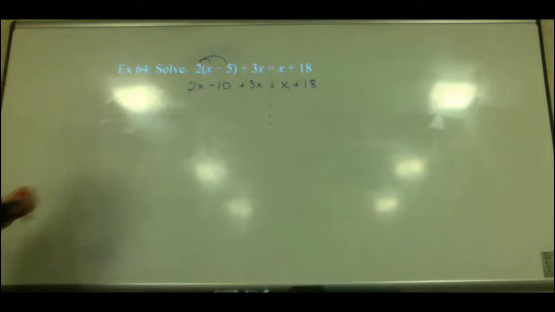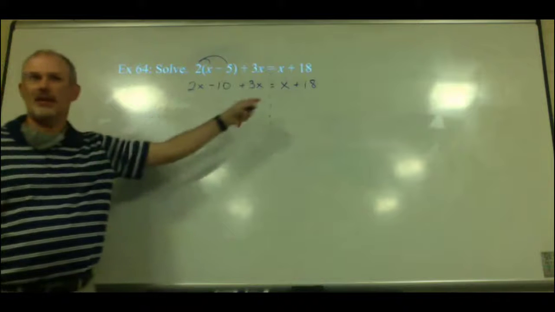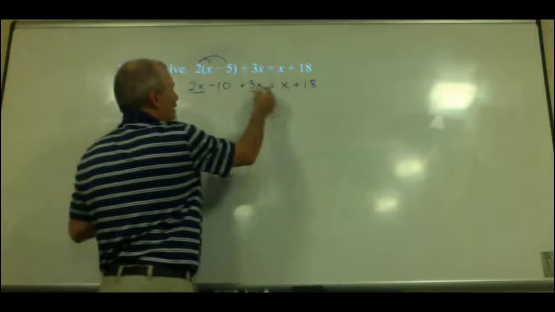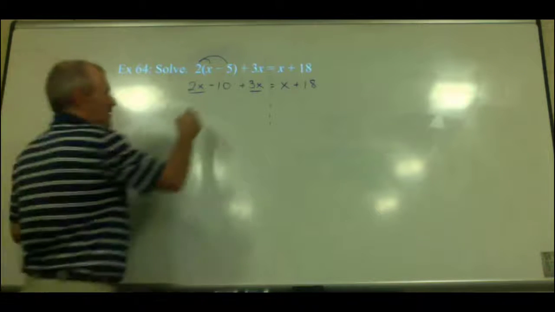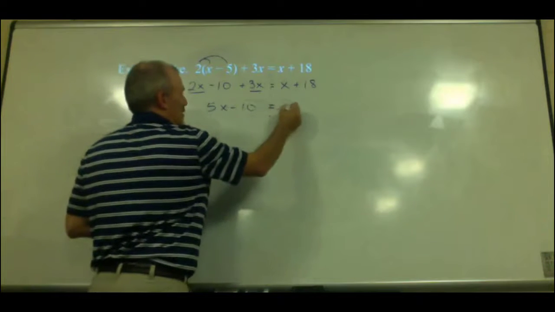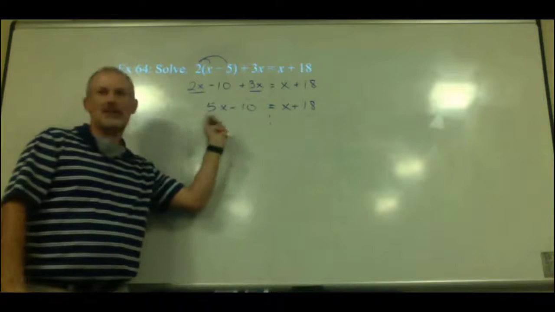What else can we do to simplify on this left-hand side? We had 3x plus 2x. Correct. Like terms. These two can go together. What happens when you add 2x and 3x? 5x. Then we have 5x minus 10 equals x plus 18. Now, can we add the 5x and the -10 together? No.